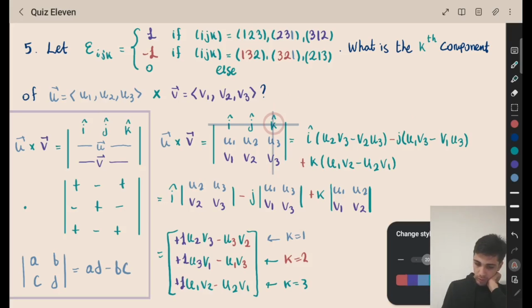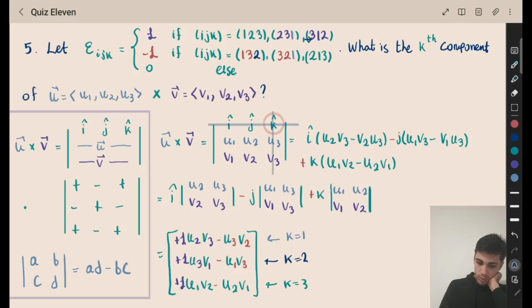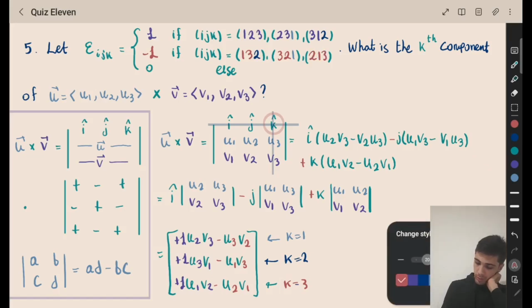I'm running out of colors. And then finally, I do this one more time. So I get 1, 2, 3. 1, 2, 3. And for the red part, it's 2, 1, 3. And now I find the third color for this.